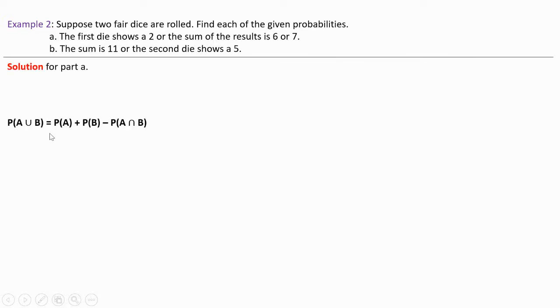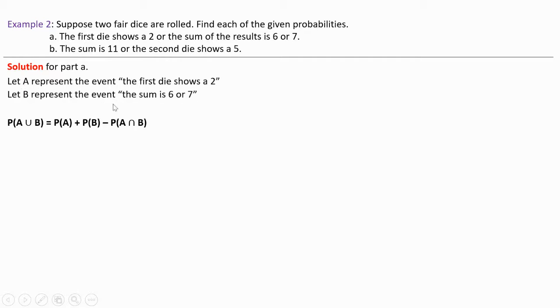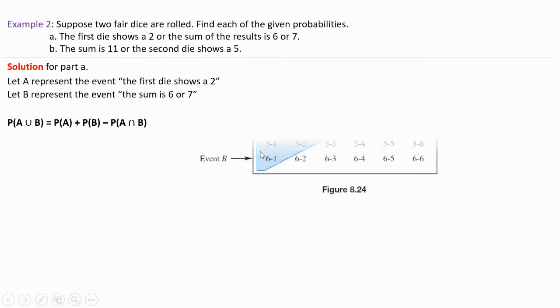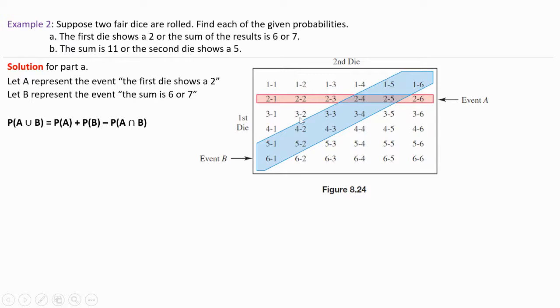So for part A, we can use this formula here. Let A represent that the first die shows a 2. So A represents the first die is a 2. And let B represent the event that the sum is 6 or 7. Okay, so it's always wise to have all the possible combinations when you roll 2 dice. So these are all the possible combinations.